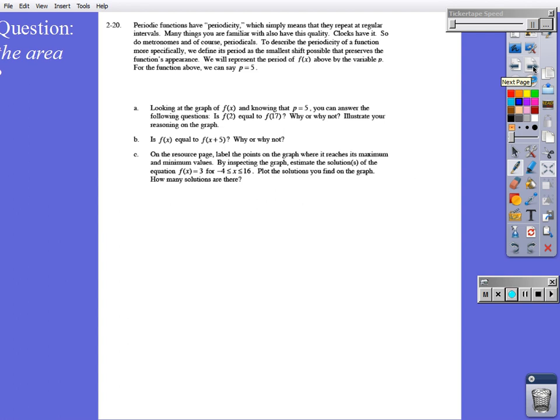All right, is f of x equal to f of x plus 5? Yes, because it's a horizontal shift of 5. So you're just sliding it by 5. Anytime you're sliding it by 5, 10, 15, 20, increments of 5, it's always going to be equal.